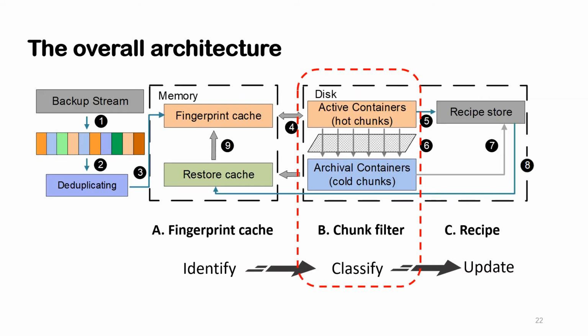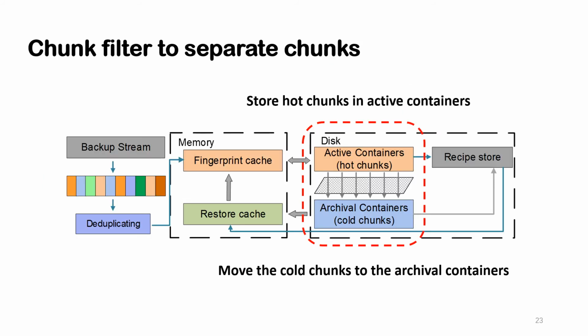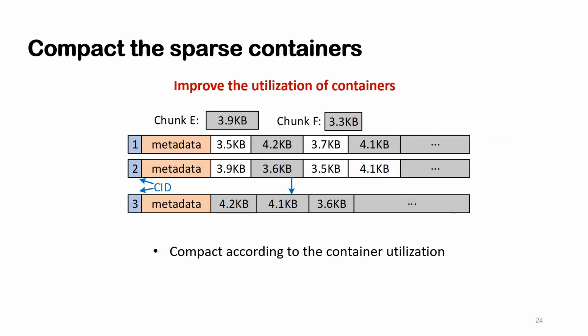After identifying the hot and cold chunks, we classify and separately store the different chunks, by storing hot chunks in active containers and moving cold chunks to the archival containers. Moreover, we identify the sparse containers by calculating the container utilization during the chunk moving. We also merge and compact the sparse containers to improve the space utilization.